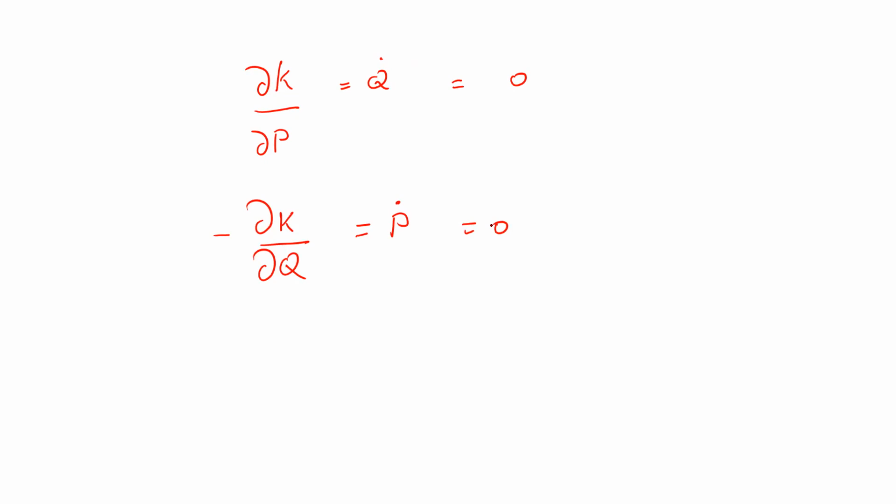Now we're going to use the generating function of the type F2. In our previous class about canonical transformations, we had seen 4 different types of generating functions. So we're going to use the generating function F2. Okay, so F2 is a generating function of variables small q, capital P and t. So this is the generating function we are going to use.